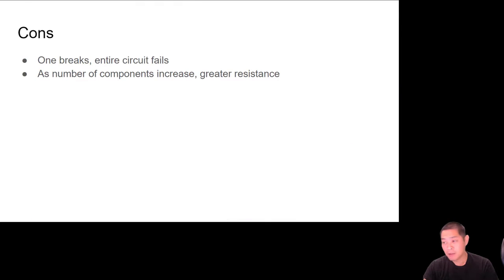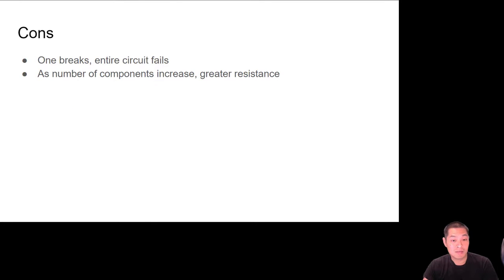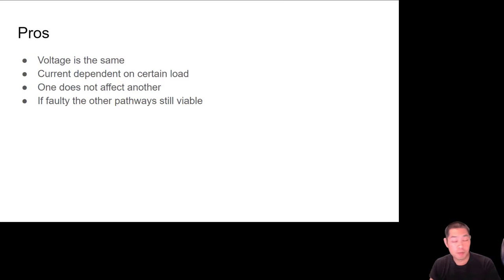The advantages, once again, are that it's easier. You can increase voltage. Current's the same throughout the entire circuit, and it's easy to make. But if one breaks, the entire circuit fails. And if you add more stuff, then it's just not practical. So that's why we have parallel circuits.